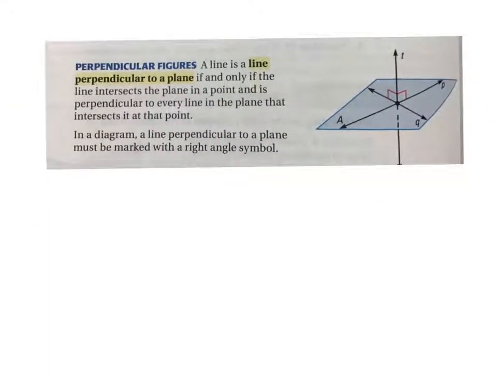All right, let's look at this. Perpendicular figure. A line is perpendicular to a plane if and only if the line intersects the plane in a point and is perpendicular to every line on the plane that intersects. So you see how they've drawn a plane here. It looks a little skewed, but that's just because my book is folded right there.